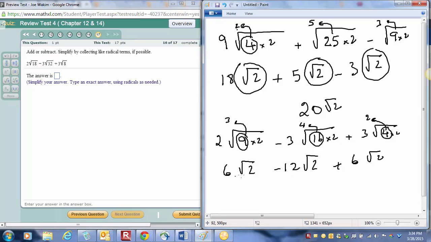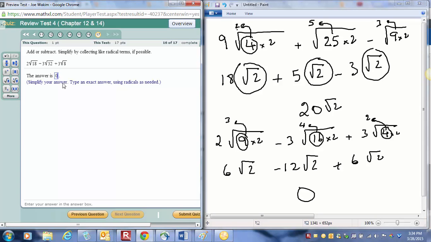3 times 2, 6 square root of 2, minus 3 times 4, 12 square root of 2, plus 3 times 2, 6 square root of 2. Notice that 6 square root of 2 plus 6 square root of 2 is 12, minus 12, 0. So the final answer here is 0.